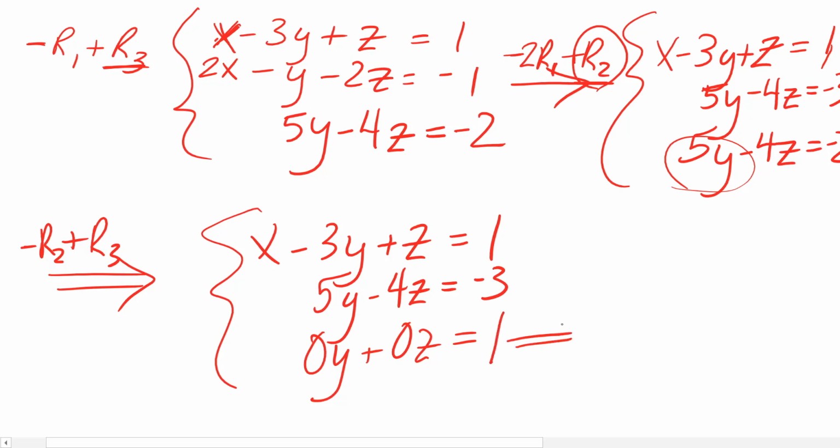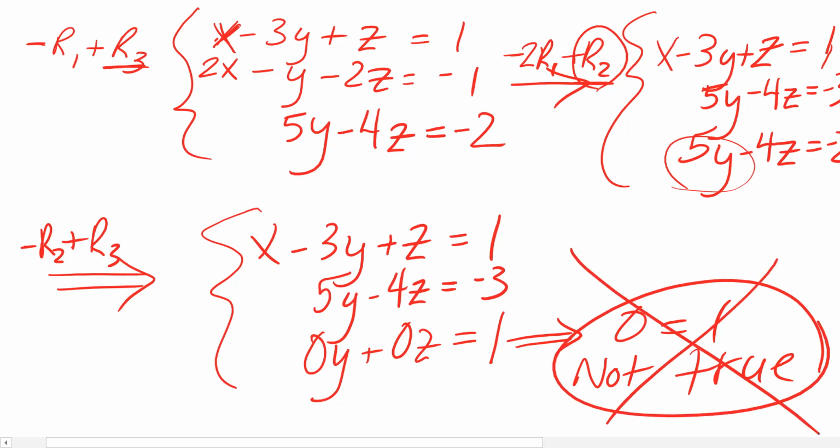So you can see in that third equation you have 0 equals 1, and that is not true. 0 does not equal 1. We know that. So this system of equations is inconsistent. You would say no solution.